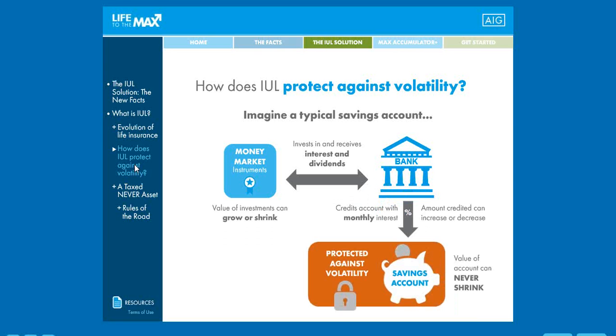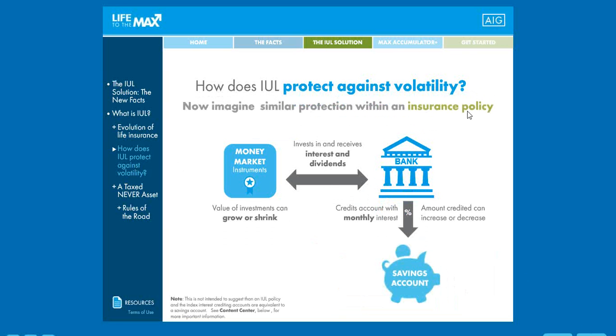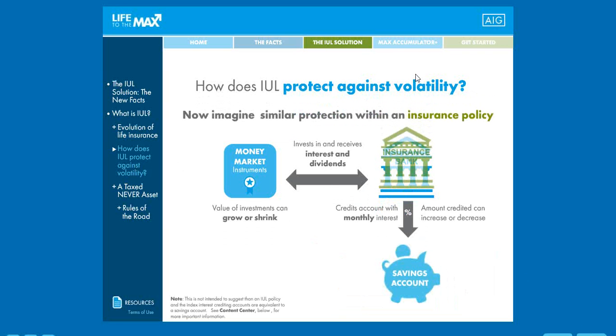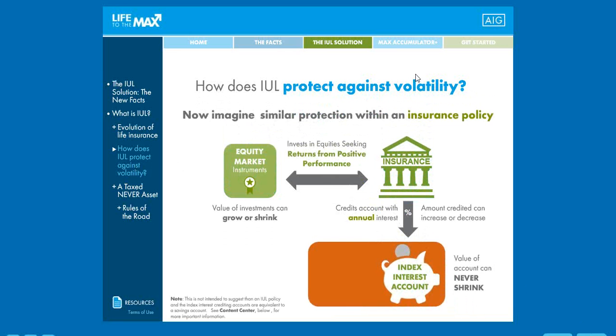And more often than not, they are receiving positive interest, which they can then pass on to the client, but the client's savings account is protected. So how is that like an IUL and an insurance company? All we have to do is replace some of the players here in the scenario, and we'll see that the client's index interest account is protected. The value can never shrink, much like in a savings account.